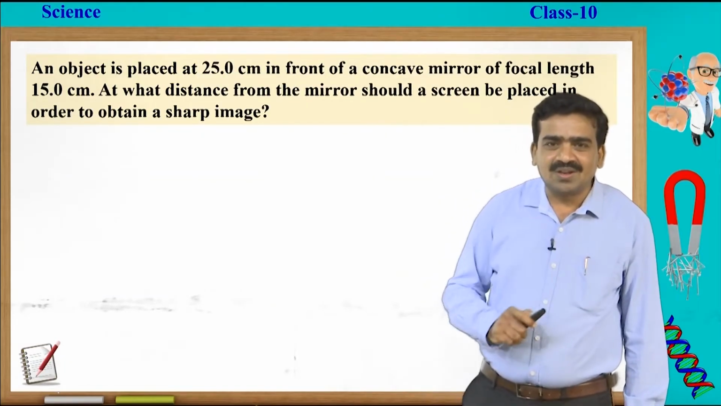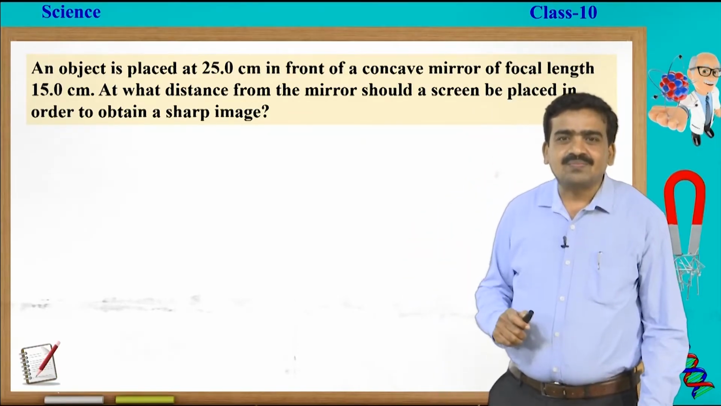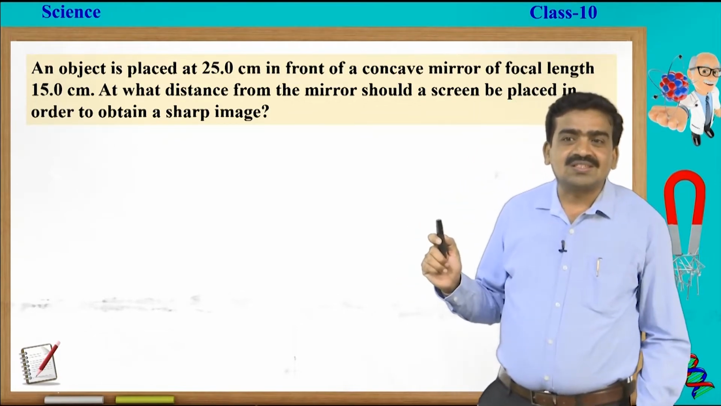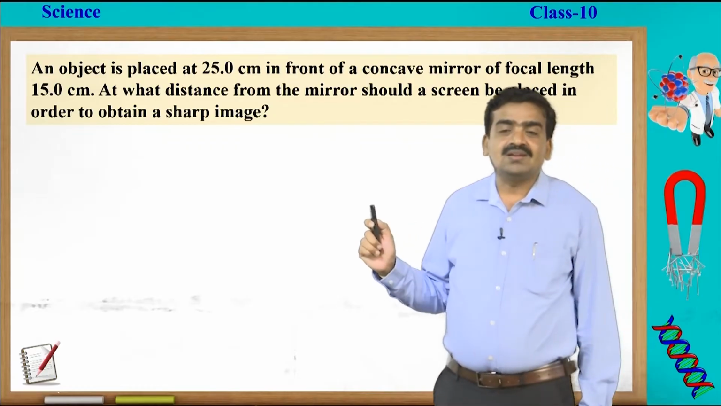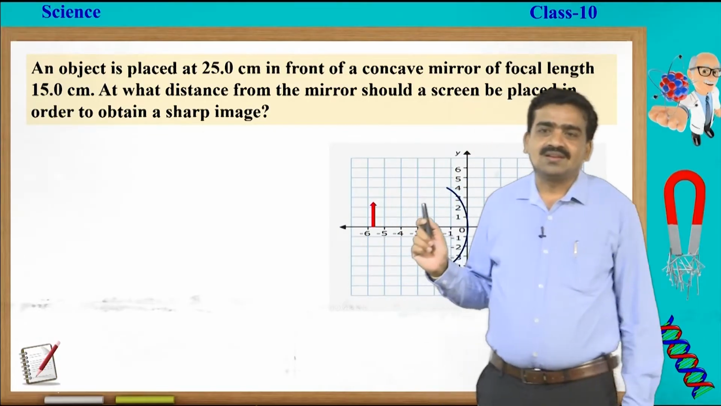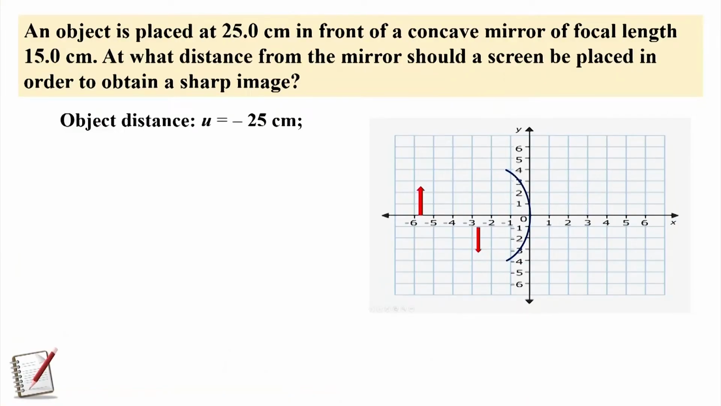Based on concave mirror, an object is placed at 25 centimeter in front of the concave mirror of focal length 15 centimeter. At what distance from the mirror should a screen be placed in order to obtain a sharp image? So, here we have to write the data again by considering a small rough diagram. Let us write the data which is given in the question. Object distance u is given, that is minus 25 centimeter, and focal length is given, that is minus 15 centimeter, and whatever the things are given.